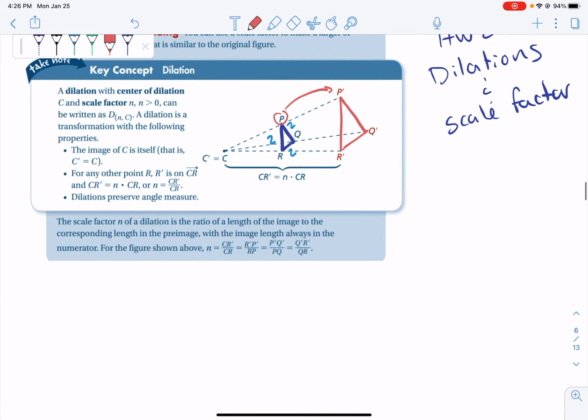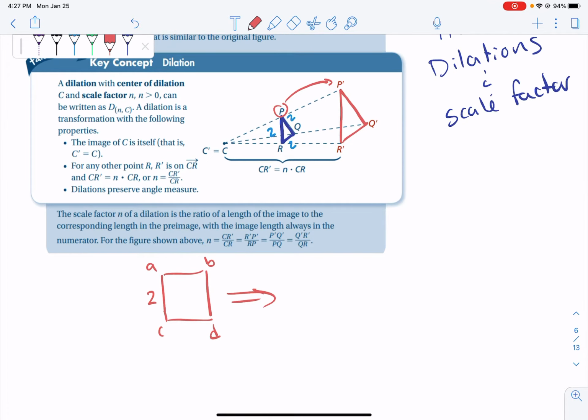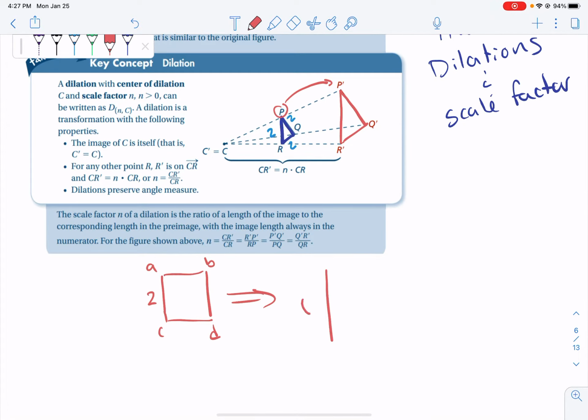Okay, so in other words, let's say I start with this square, and right now the lengths of my sides are 2, and I want to make a bigger square. So we'll call this little a, little b, little c, little d. And let's say I want to dilate this by a factor of 3. I want to make a square with a factor of 3. I've got to be careful how I word that, because if I say it the wrong way, it comes out way wrong. So what that means is instead of a length of 2, I'm going to have a length of 6 on all of my sides.